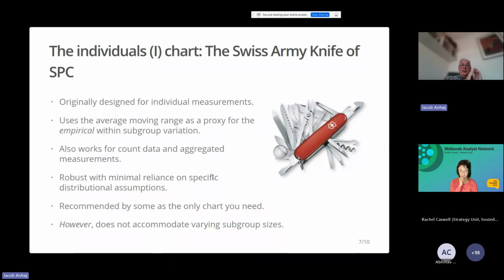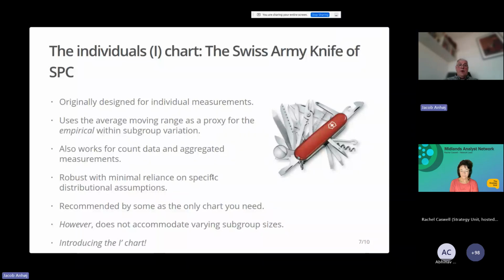And some even recommend the I chart as the only chart you need. And I know that in the NHS, especially in the plotted dots package, the I chart is, as far as I know, the only chart available. And the I chart really works for most situations. However, the I chart is not good when you have varying subgroup sizes. That is when the number of patients varies considerably from measurement to measurement. You may get false results from your analysis because the I chart is not able to take that into account.